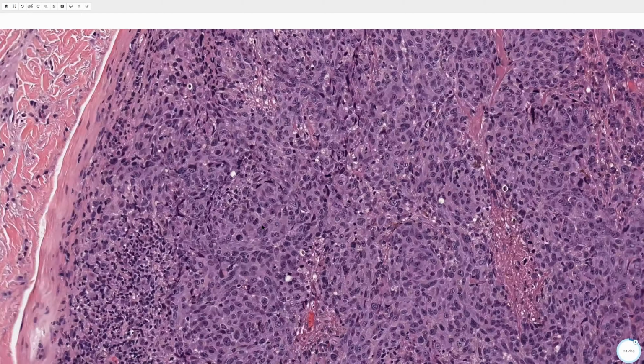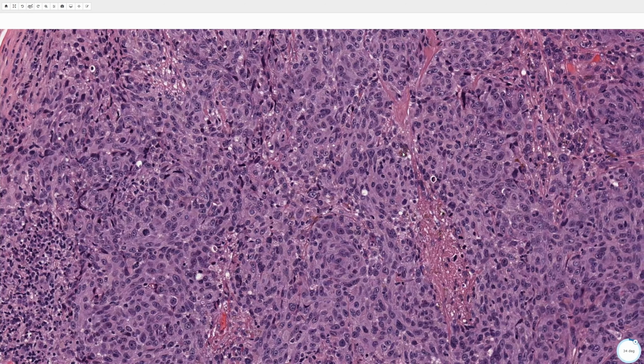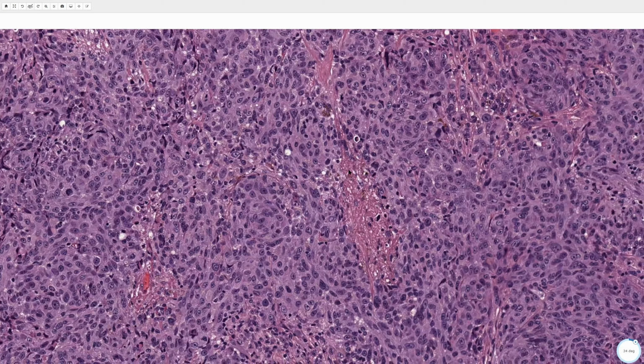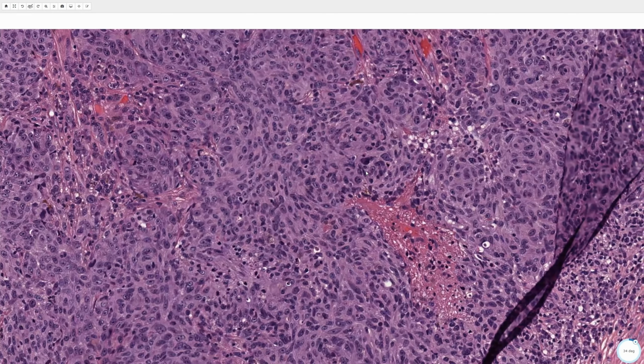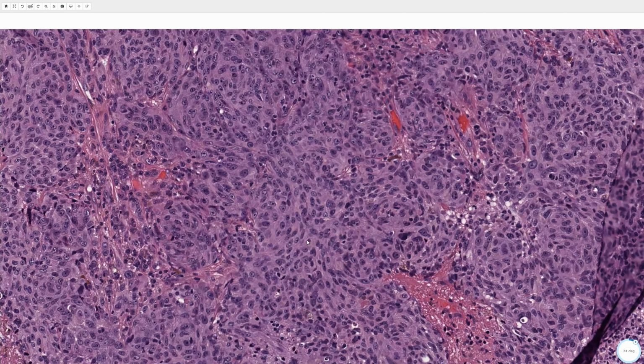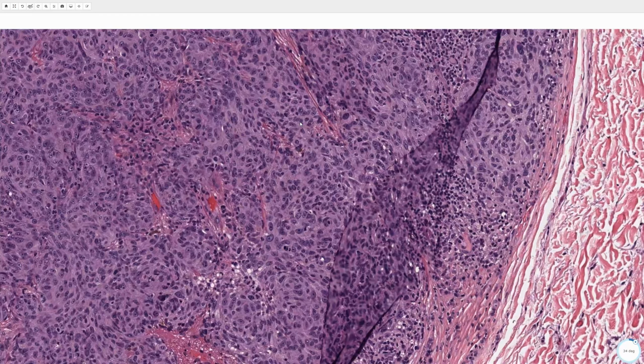And let's just see if we can find any here. Here's maybe a little melanophage and maybe some faint pigment in the cytoplasm, but it's not abundant. There's maybe some suggestion of very faint pigmentation within the cytoplasm. So metastatic melanoma tends to retain positivity for S100.